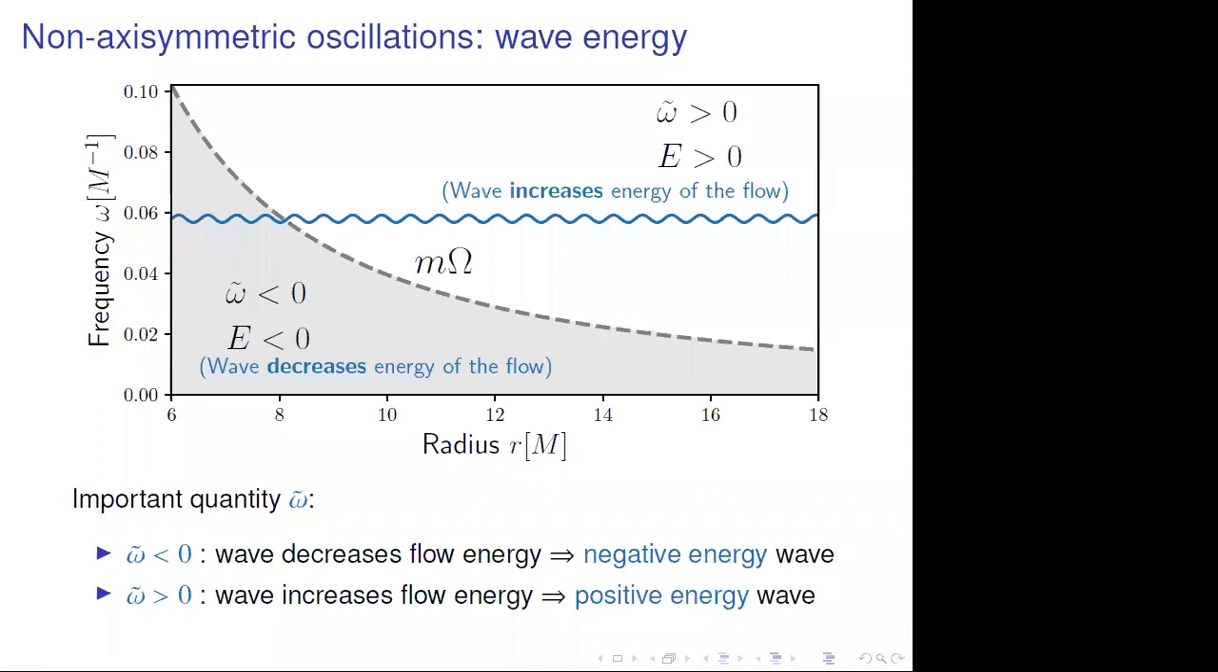If it is increasing this energy, I call it a positive energy perturbation. If it is decreasing this energy, I call it negative. And you can find quite a simple result: if the wave is going faster than the fluid, which corresponds to omega tilde positive, then you are increasing the energy. And if it is lagging behind the fluid, it has negative energy and is decreasing the energy of the flow.